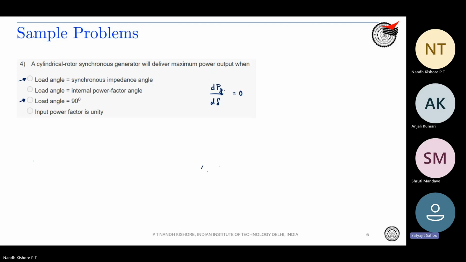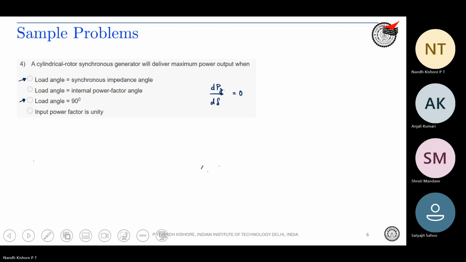Sir, then we keep the derivative with respect to load angle. Then for maximum power, we get the cosine term of theta minus load angle equal to 1. Cosine of that is equal to 1, so cos 0 is 1, sir. So that's why theta minus del, the load angle, is equal to 0. That gives option A as the answer, sir.